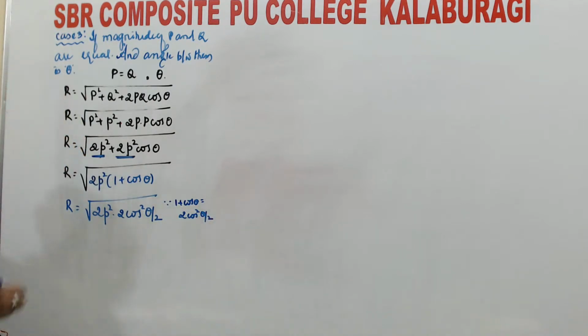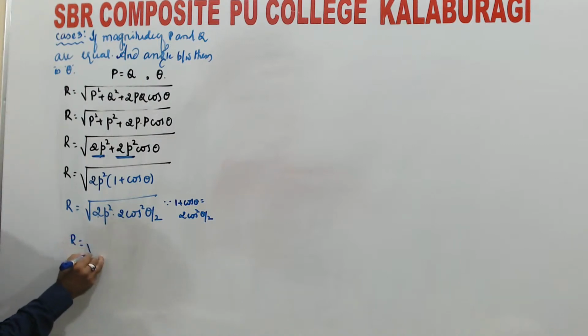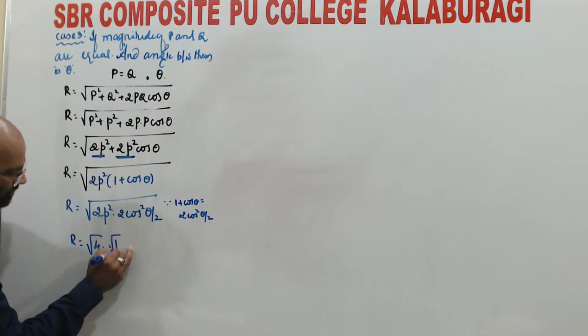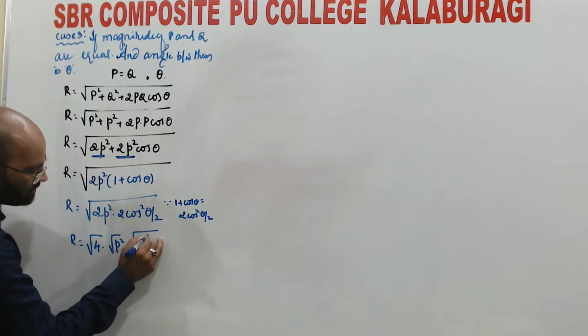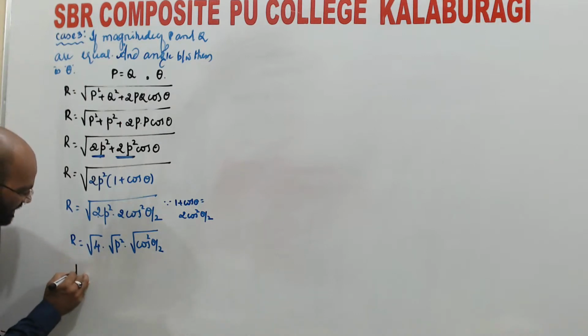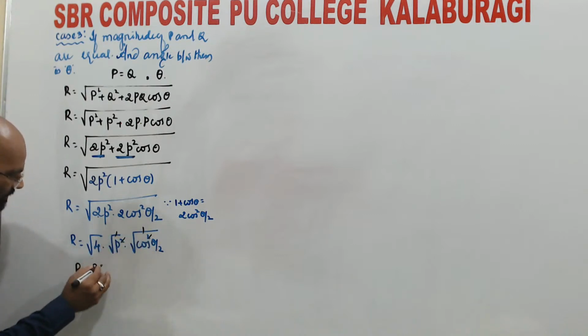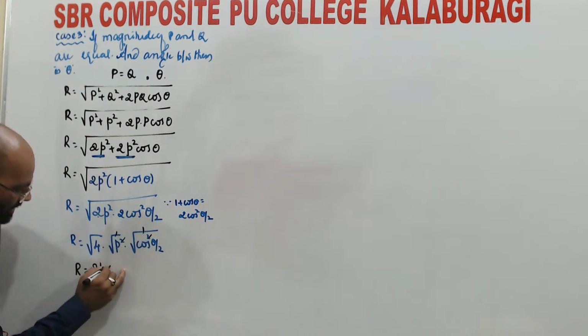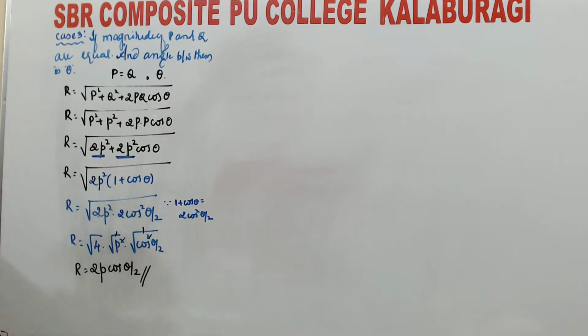This is a function. Okay. Therefore, R is equal to the square root of 4 into the square root of P square into the square root of cos square theta by 2. So the root of 4 is 2. Resultant R is equal to 2, the square root will be cancelled. This is 2P cos theta by 2, the corresponding resultant.